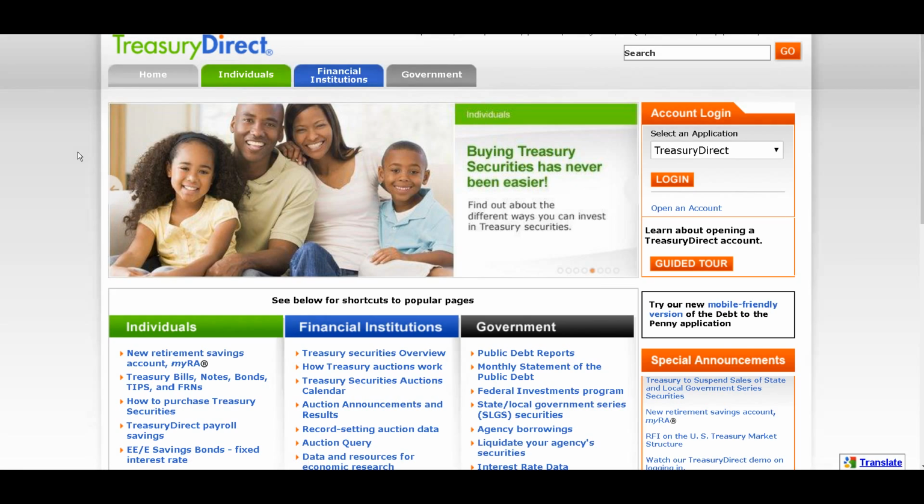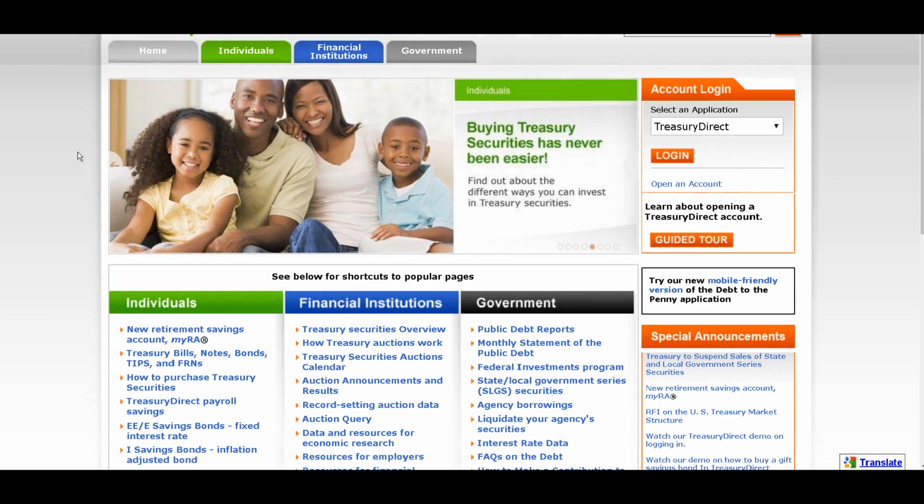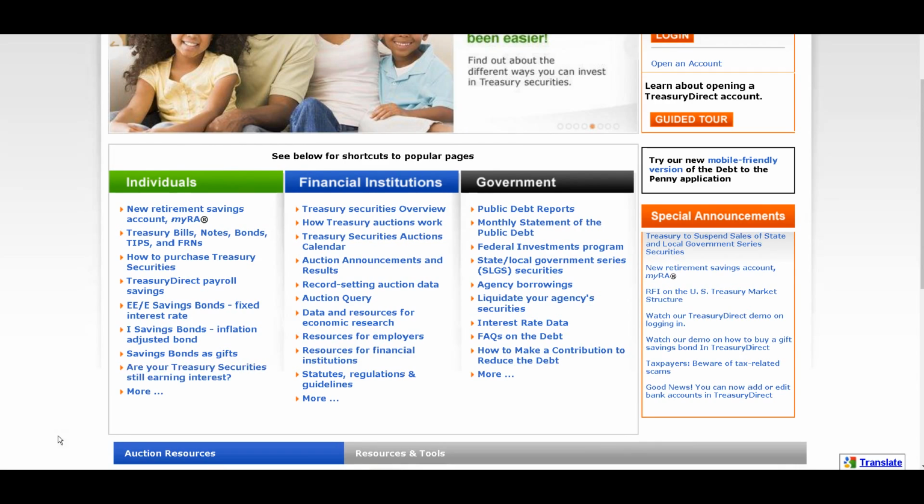So you can make your way to treasurydirect.gov. I will have this in the description below so you guys can check this website out. You guys can make purchases on bonds through this website. And we're going to be checking out the I savings bonds, inflation adjusted bonds.